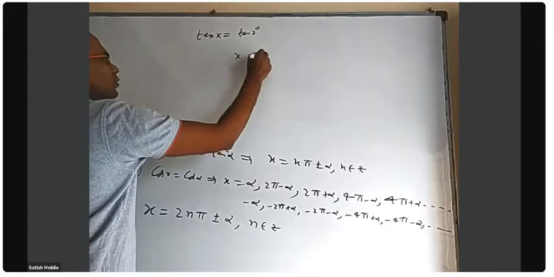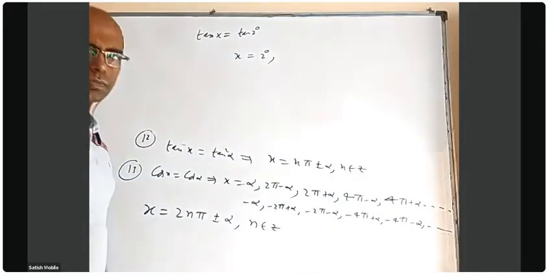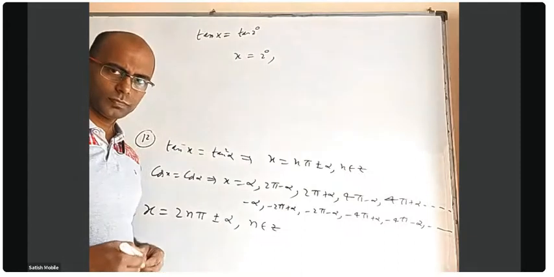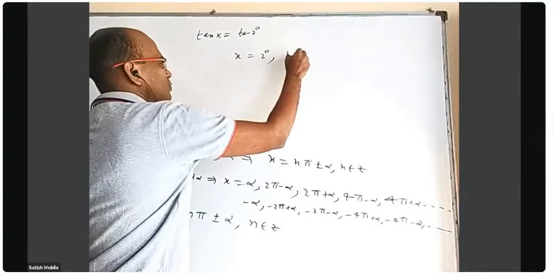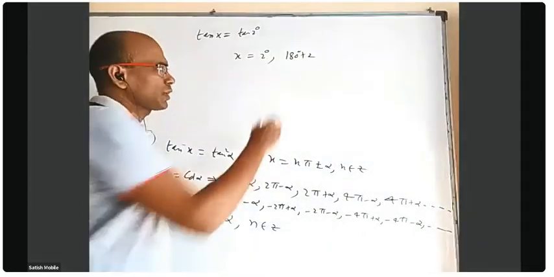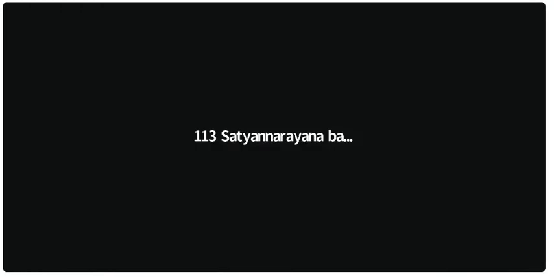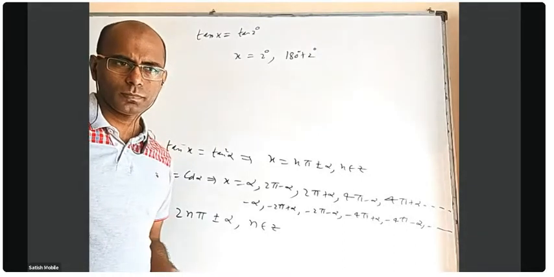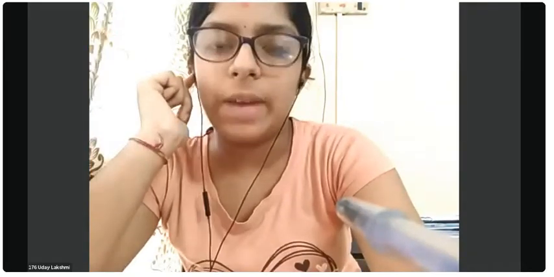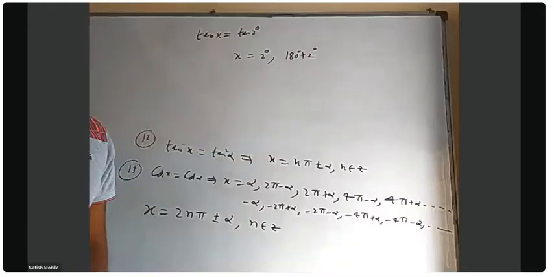If I say tan x is equal to tan 2 degrees, one obvious solution is 2 degrees. What is the next solution? 180 plus 2. Is 180 minus 2 okay? No, sir. What is tan of 180 minus 2 degrees? Minus tan 2. Yeah, tan is positive only in first and third.